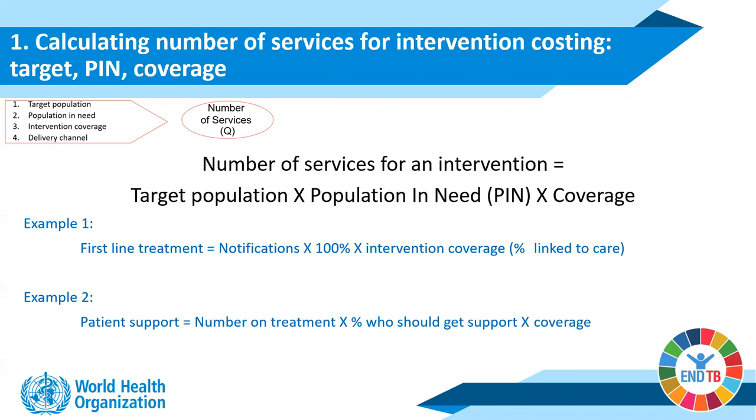The second example is patient support. We would typically start with the number who are on treatment and then look at a proportion of those who should actually get support, which might be those who are below the poverty line, or even in some cases, if all MDR are supposed to get patient support, then we could use that to represent the population in need. And again, coverage should represent actual coverage. You can enter a coverage number for all years, so you can vary that and scale it up over time.